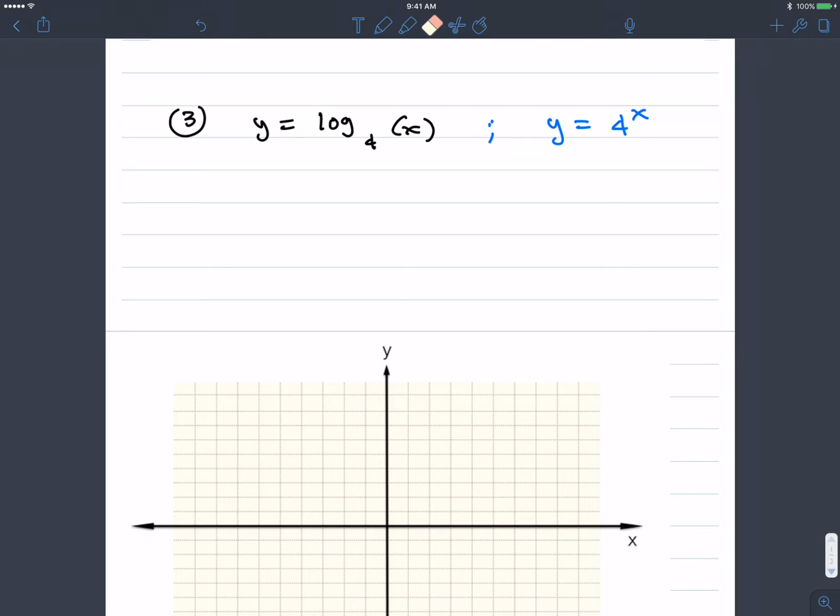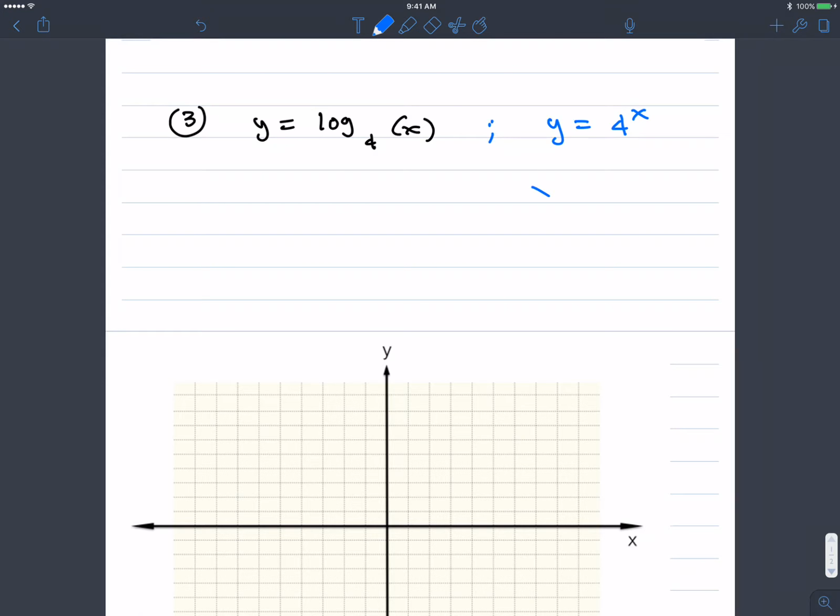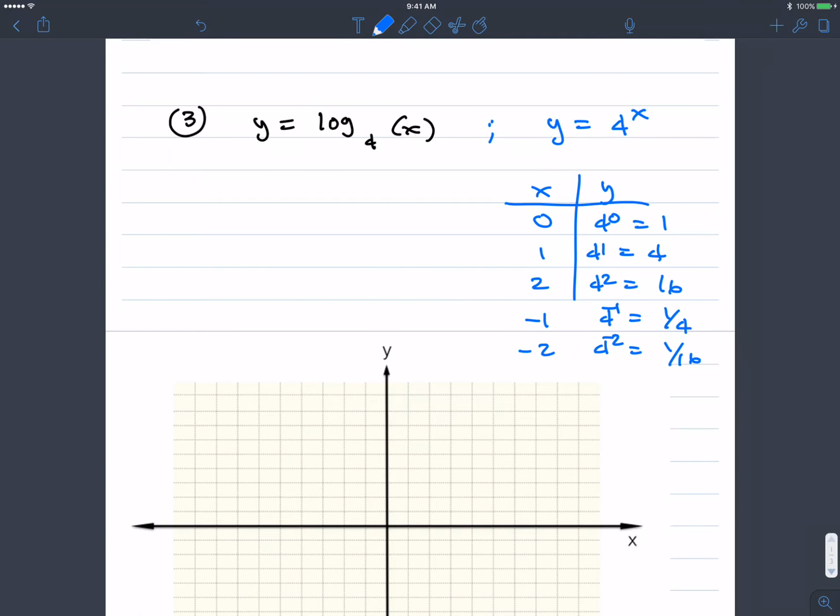Let's go over this. The first problem, I didn't go over in a lot of detail because we did this in class, but let's take a look at this exponential curve. When my x value is 0, I get 4 to the 0, which is 1. When x is 1, 4 to the first power is 4. When x is 2, 4 squared is 16. When x is negative 1, 4 to the negative 1 power is 1/4. When x is negative 2, 4 to the negative 2 power is 1/16. That's very small.